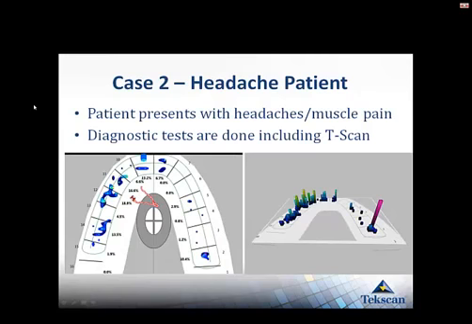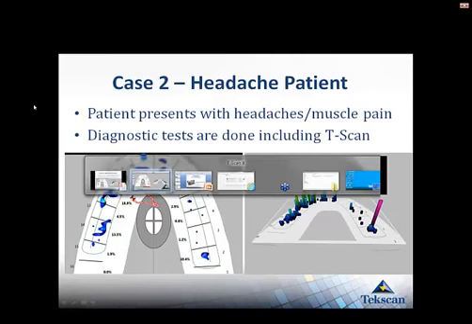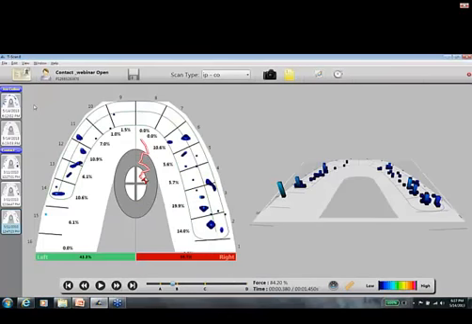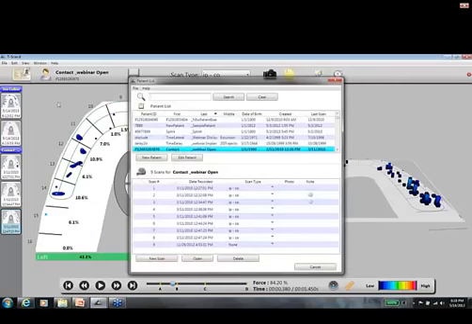So let's take a look at this second patient. This is a headache muscle pain patient. There was a variety of different diagnostic tests done, including TScan. What was decided by the doctor was that he was going to adjust the patient's bite to eliminate some of the posterior interferences that were there. So we'll flip back over to TScan.